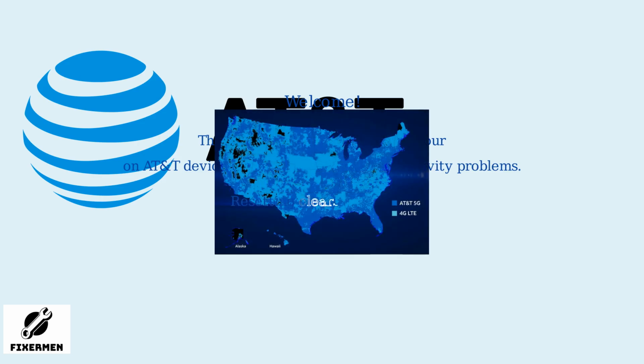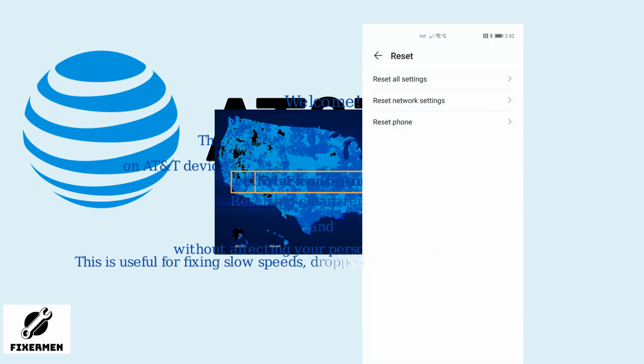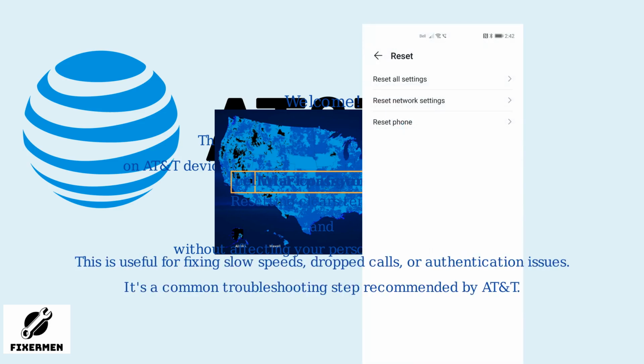Resetting clears temporary network data, like Wi-Fi passwords and cellular configurations, without affecting your personal files or apps. This is useful for fixing slow speeds, dropped calls, or authentication issues. It's a common troubleshooting step recommended by AT&T.